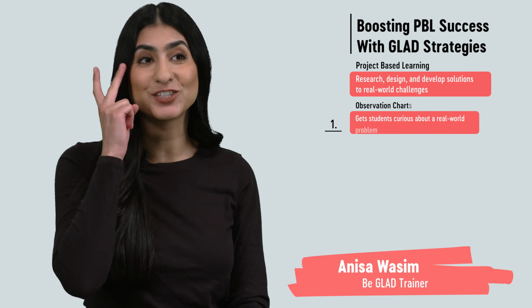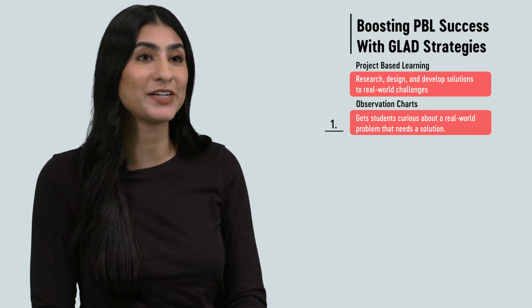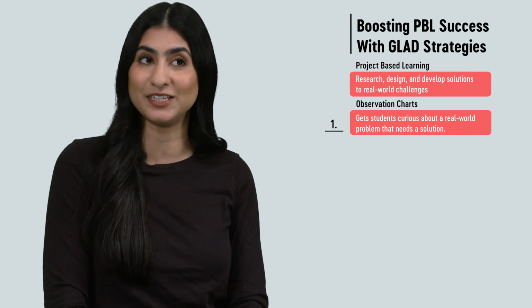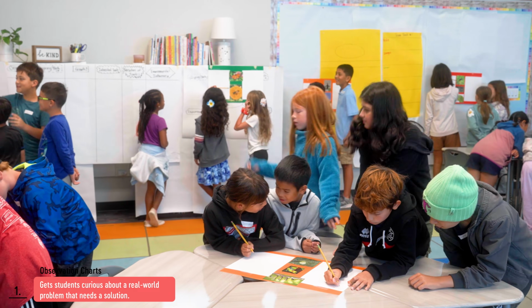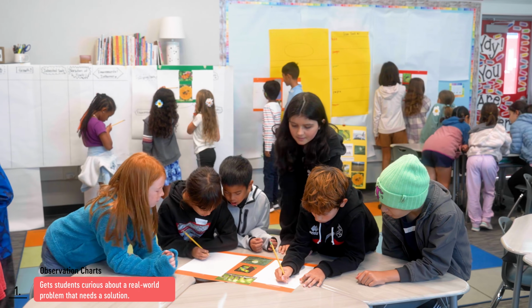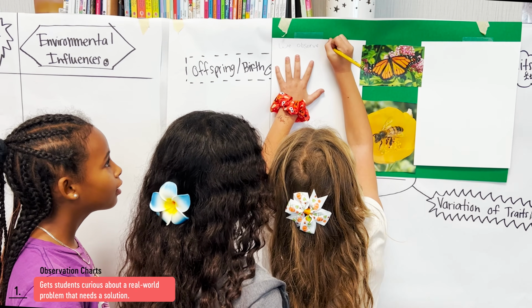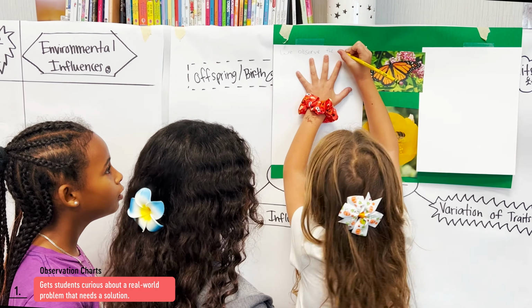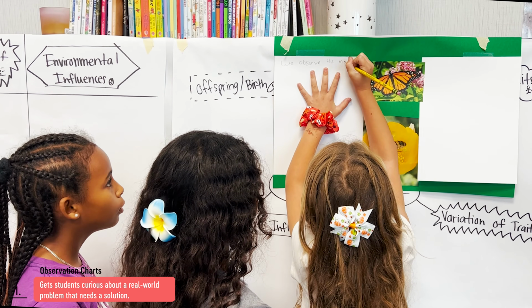The first strategy is observation charts. Observation charts are a great way to get students curious about real-world problems that need solutions. Be selective in the picture file cards you choose for these observation charts. Choose photos that show problems around the world. These photos will spark interest and curiosity for your students.